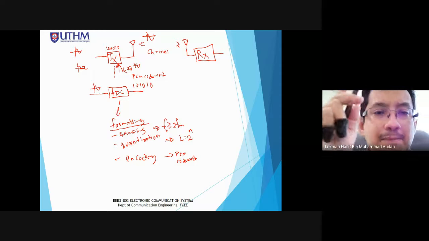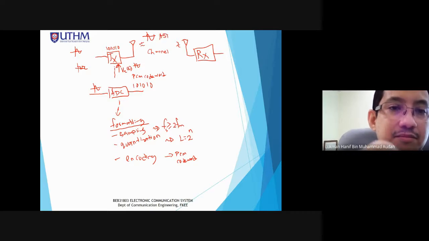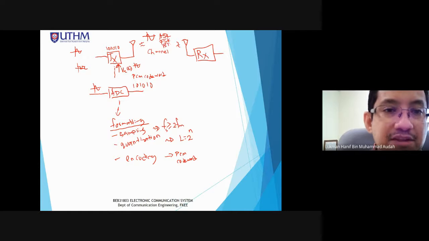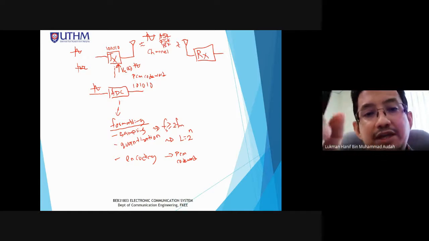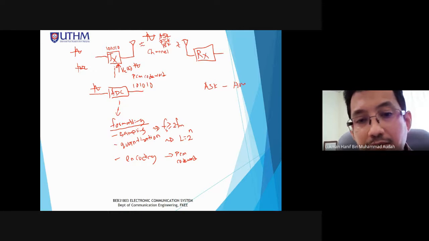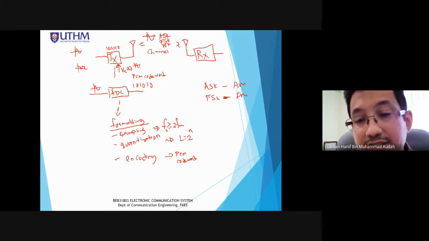So sekiranya amplitude of the carrier change during the modulation process, we're going to produce ASK. If the frequency of the carrier change during the modulation process, this is what we call as frequency shift keying. And if the phase of the carrier change during the modulation process, this is what we call as PSK. So ASK adalah setara dengan AM dalam analog. FSK adalah setara dengan FM dalam analog. Setara bukan sama, setara. Equivalence. PSK is setara dengan PM dalam analog.